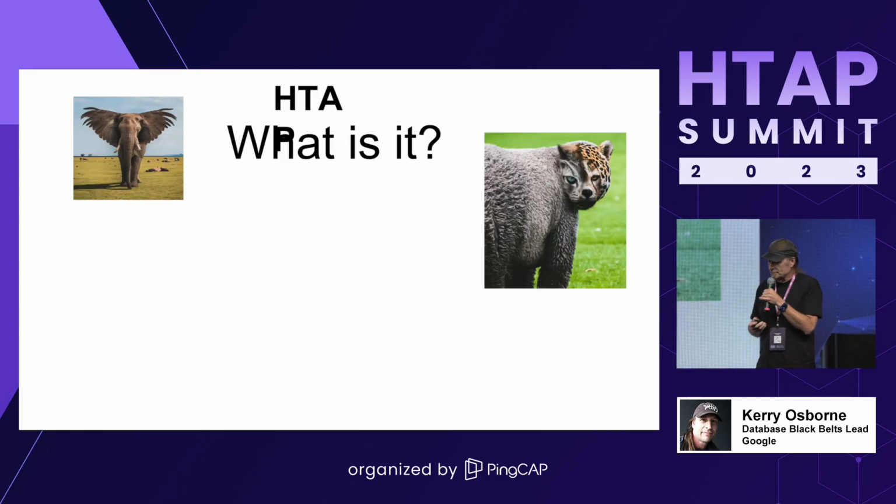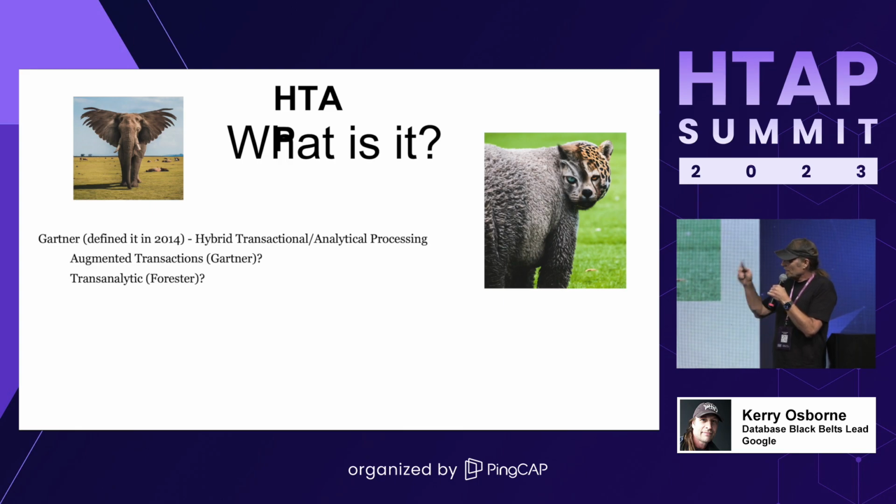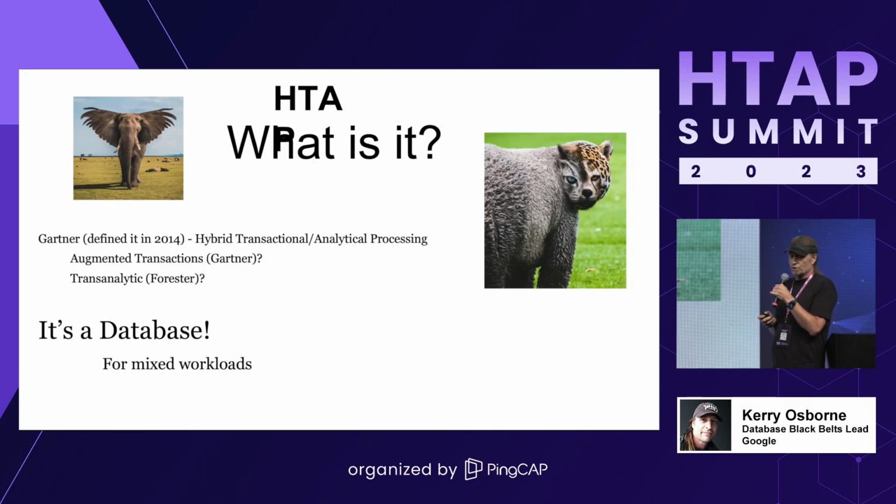Okay, so setup. What do I think of when I think of HTAP? You know the standard definition: hybrid between transactional and analytics. And there are all kinds of crazy terms people are using now, like augmented transactions and transanalytic, et cetera. But for me, it's a database. I don't think of anything except that I've got a database that has to handle mixed workloads.